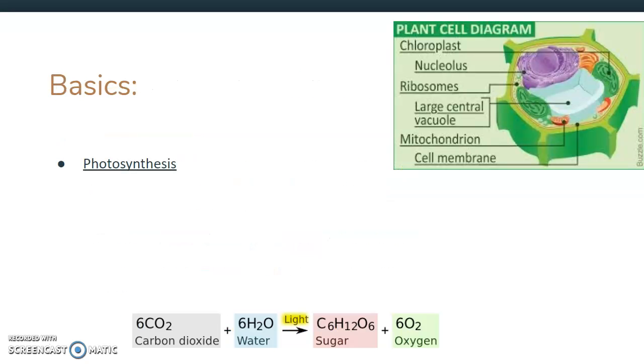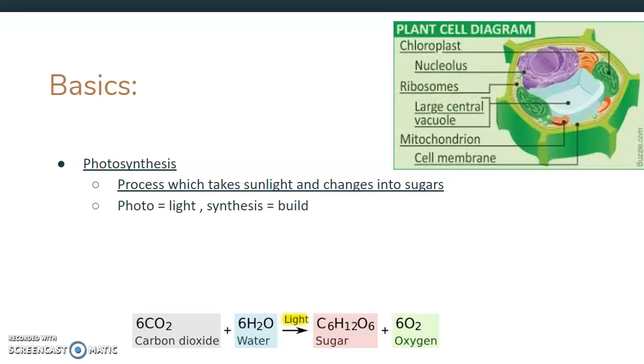Alright, so let's get into our photosynthesis, and hopefully some of that background information can help us when we're talking about this. Photosynthesis is the process which takes sunlight and changes it into sugars. To break down our word photosynthesis, I think sometimes that helps. Photo means light and synthesis means to build. So if we are struggling to remember our definition and we can remember photo means light, it's the process which takes sunlight, and then what are we doing? We're building.